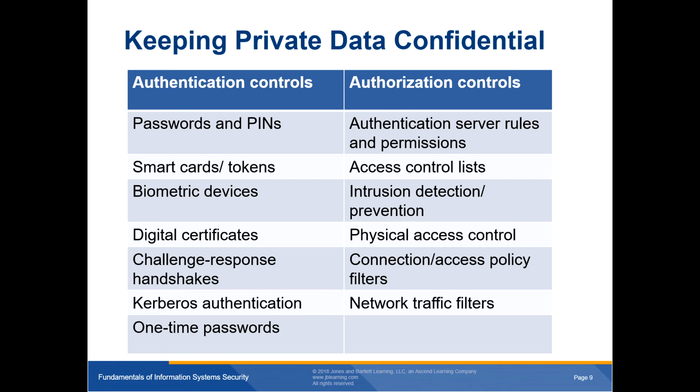So when we talk about keeping private data confidential, some of the authentication controls, and remember, authentication and authorization are two different steps. And we will talk about authorization later when we talk about access controls in chapter 5, I believe it is. But authentication controls include passwords and PINs. This is how you get into a system, proving that you are who you say you are. For example, my USA account requires user ID and password, and then a PIN.